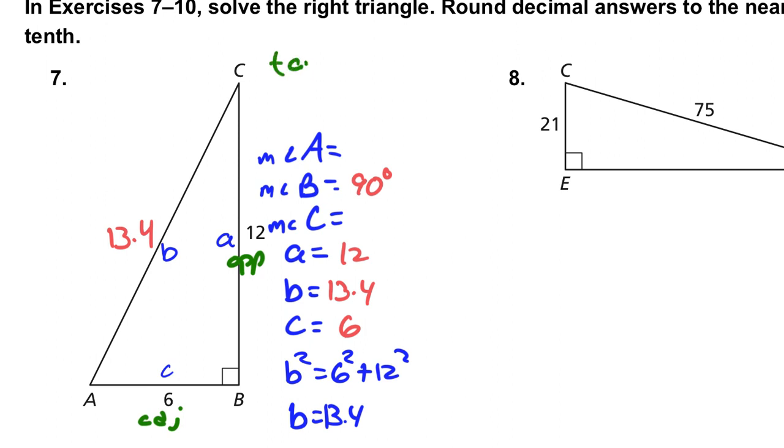So inverse tangent, opposite, which is 12, divided by adjacent, which is 6, is going to give me angle A. So my calculator, I press second tangent, 12 divided by 6, and I get 63.4.